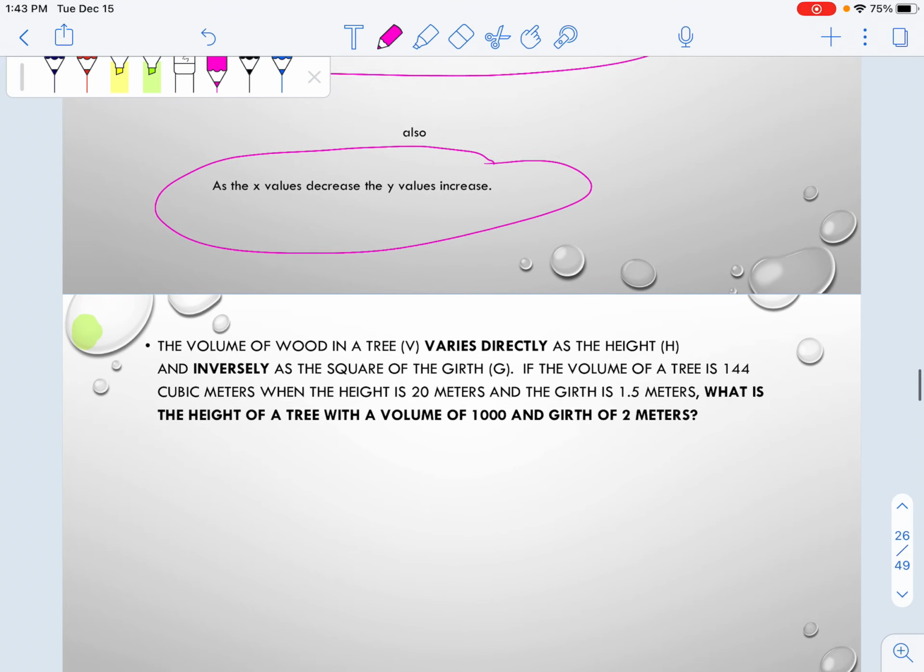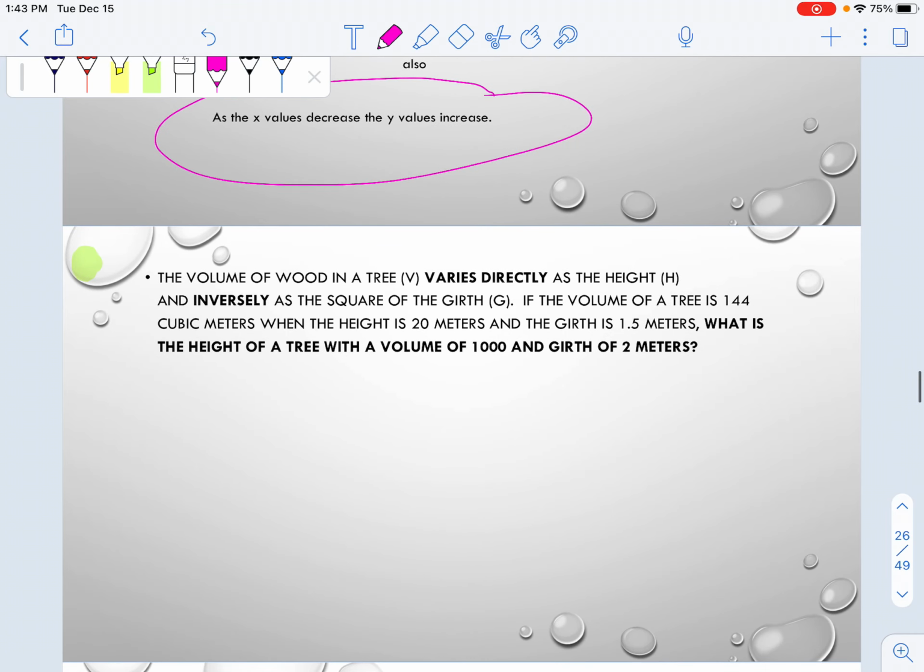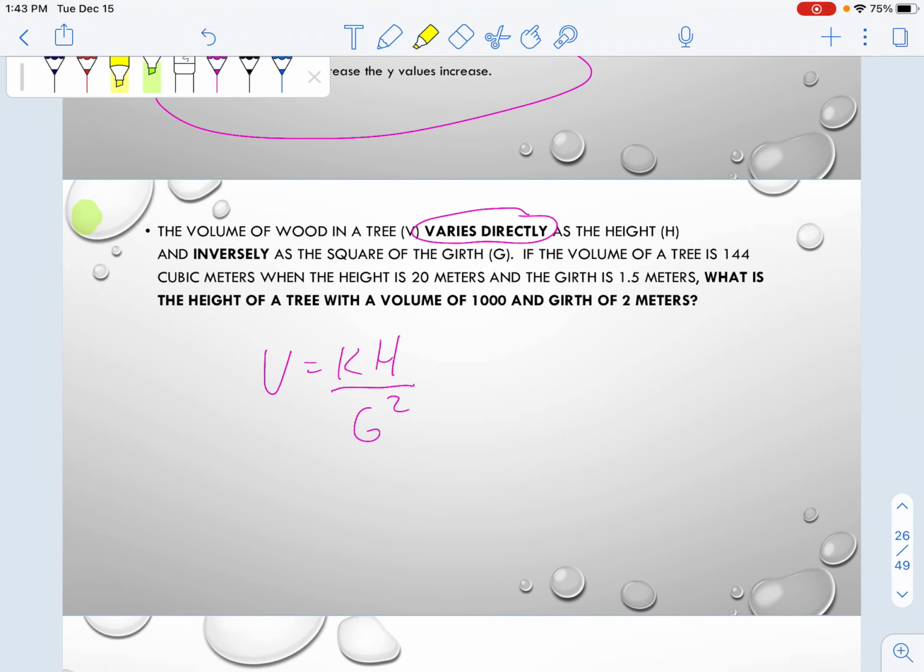Okay, so let's take a look at this one. The volume of wood in a tree varies directly. So we're getting into joint variation because we're combining some things. The volume varies directly, so that's going to be multiplied on top with the height, and inversely as the square of the girth of the tree. Let's plug in what we know. According to our fact here, the volume of the tree is 144, the height is 20 meters, and the girth is 1.5. We can use that information to solve for k.